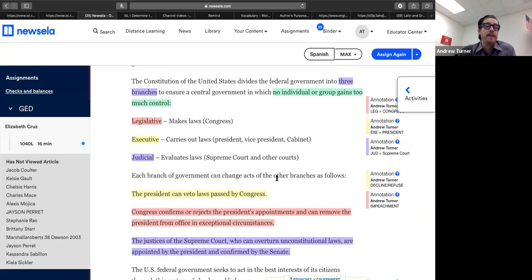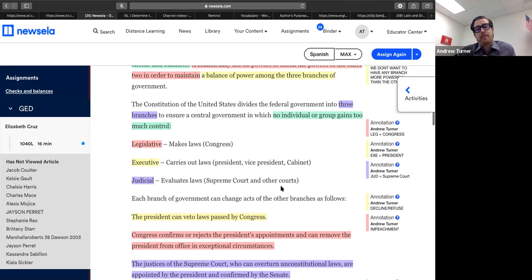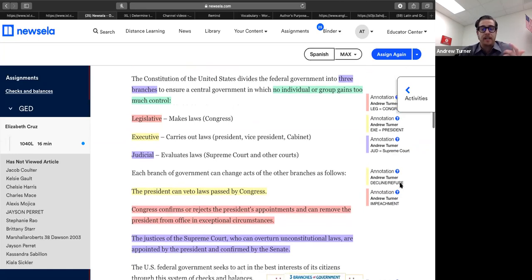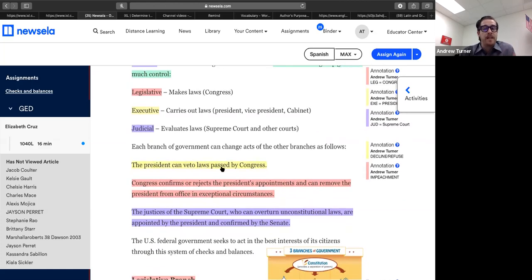Each branch of government can change acts of the other branches as follows. So I gave a little annotation here of the legislative, Congress, executive, president, judicial is the Supreme Court. I want to think while I'm reading, so I wrote that stuff down. And then here are some of the different interactions.